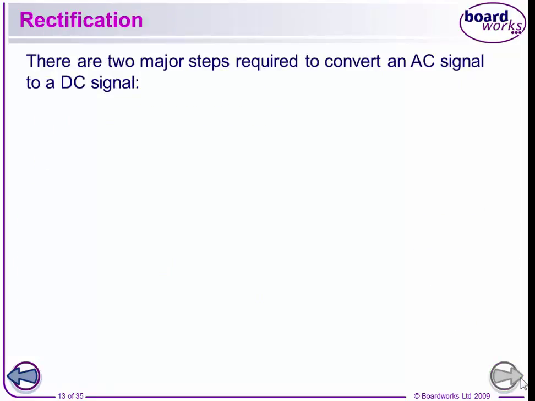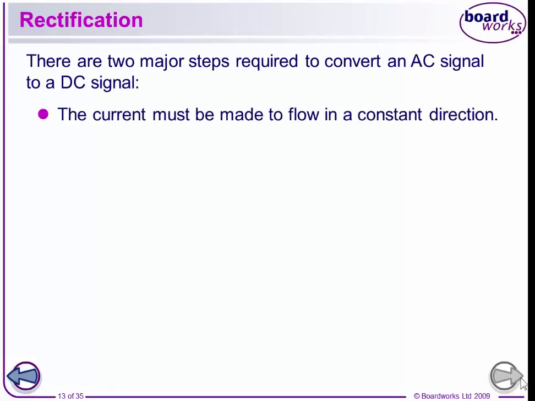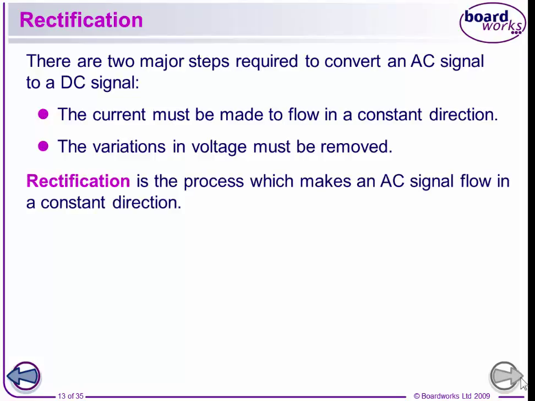Now there are two major steps required to convert an AC signal to a DC signal. The current must go in a constant direction. Any kind of variations in voltage must be removed. So we have rectification. This is the process which basically turns AC into DC.